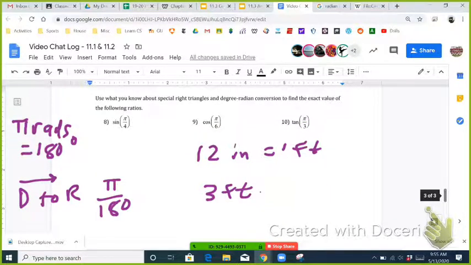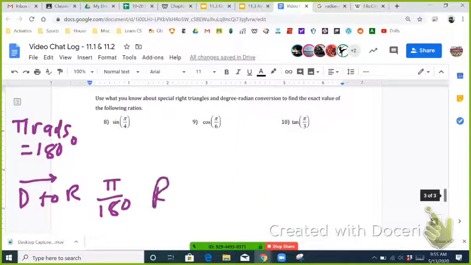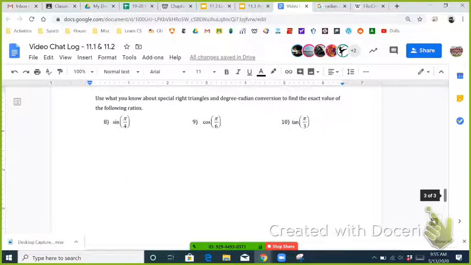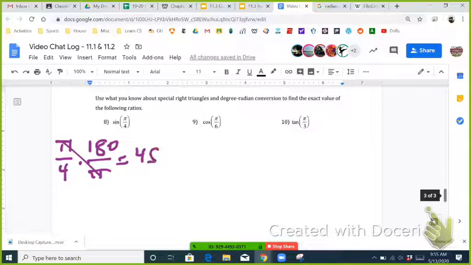So if we go from radians to degrees, we're going to do it the other way. To go from radians to degrees, we'll multiply by 180 over pi, because every 180 degrees is equal to pi radians. So that's what we're going to do here to figure out what pi over 4 is. Pi over 4 times 180 over pi gives us 45 degrees. So this, we're doing the sine of 45.